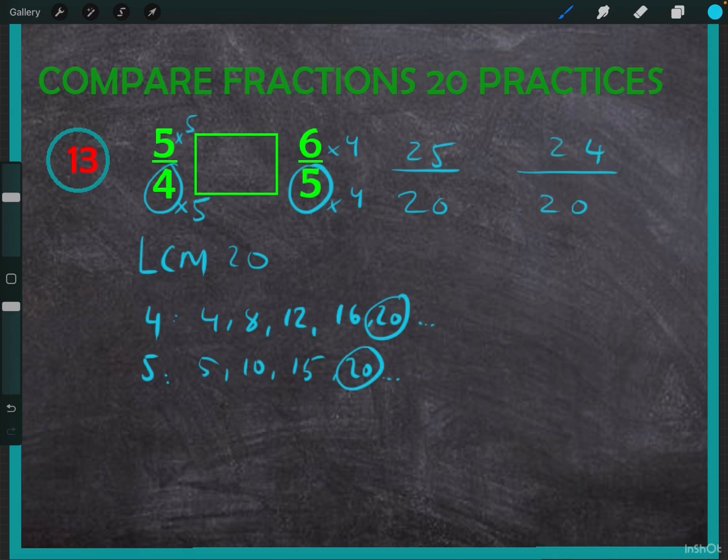From here, we have the two new fractions with the same denominator. To compare them, we only need to compare the two numerators. 25 is greater than 24, so 25 over 20 is greater than 24 over 20, or 5 over 4 is greater than 6 over 5.